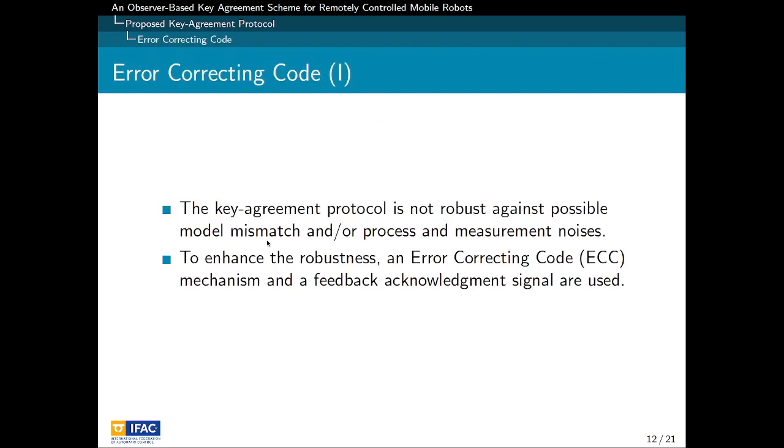So the proposed protocol, the key agreement protocol in the previous slide, is not robust against possible model mismatch and process and measurement noises. So to enhance the robustness, we can use an error correction code mechanism and a feedback acknowledgement signal in our protocol.